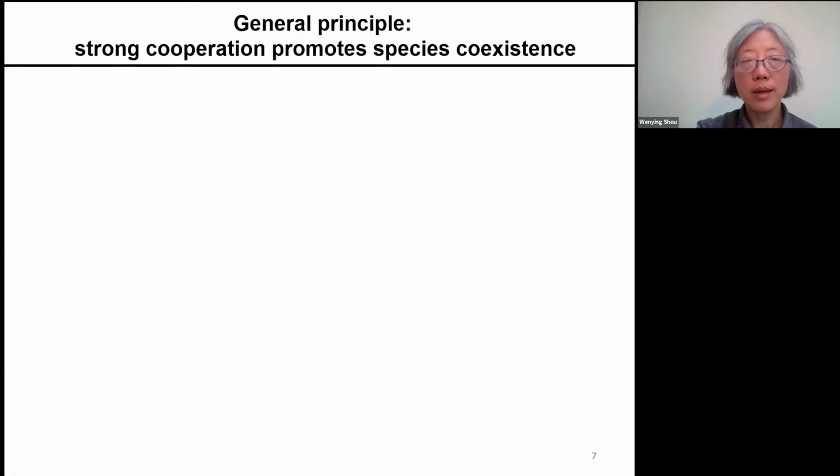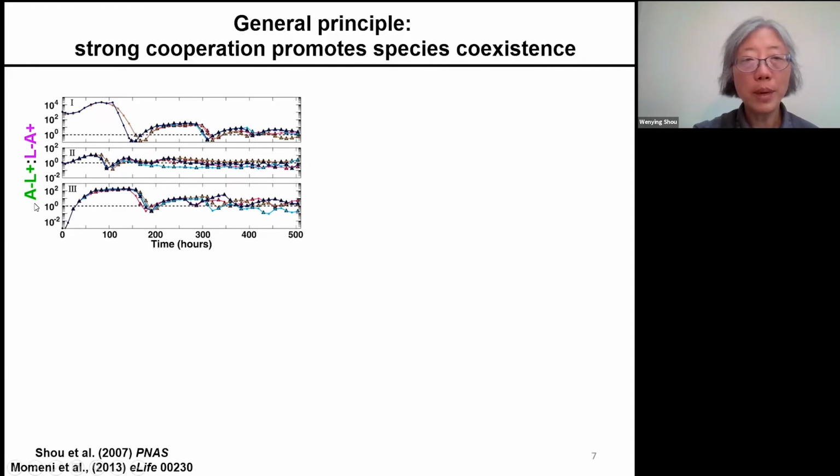The first one is that strong cooperation promotes species coexistence. So here's an experiment where we mix two strains at initially 1,000 to 1, 1 to 1, and 1 to 1,000. And then we see that over time, the strain composition approaches the steady state of 1.